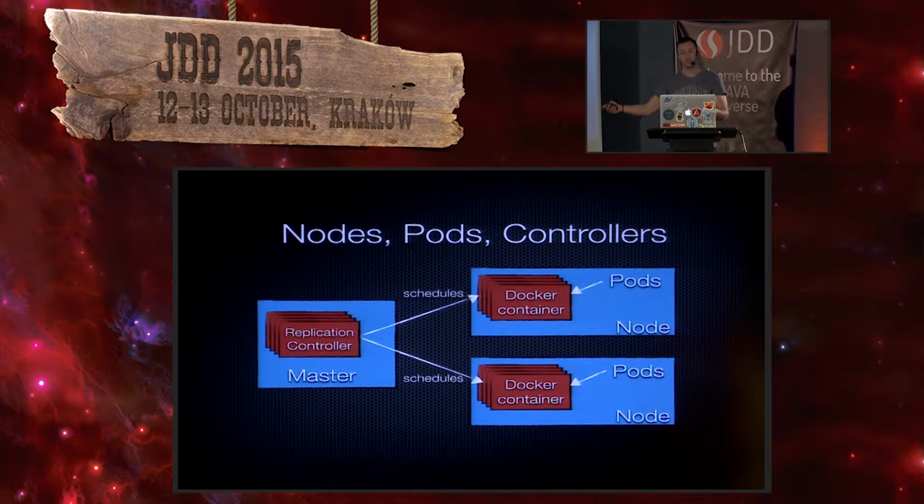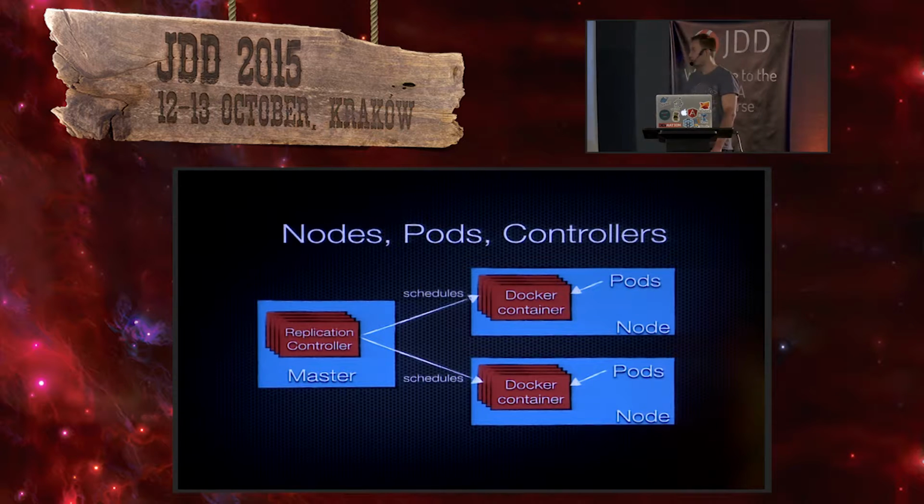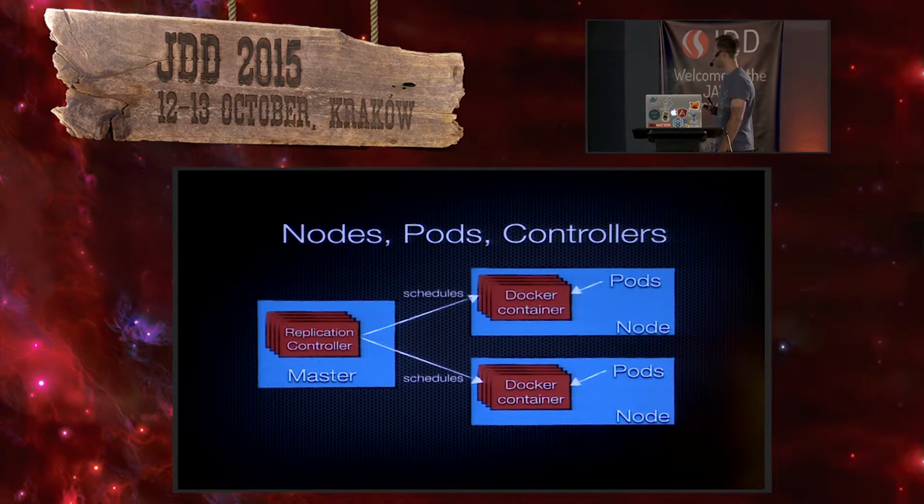If one of those 5 pods crashes for some reason, maybe your application goes out of memory and just gives up and quits, it will start a new one on a new node and make sure that you keep those 5 replicas running. So that's the first concept that we have.